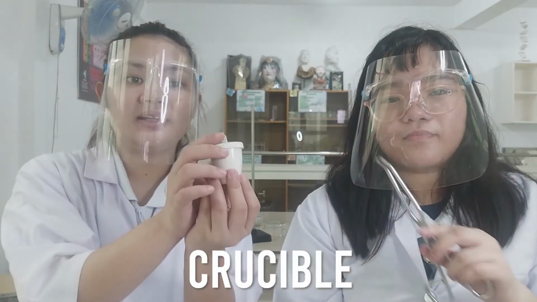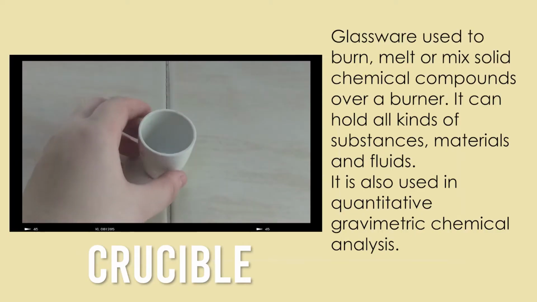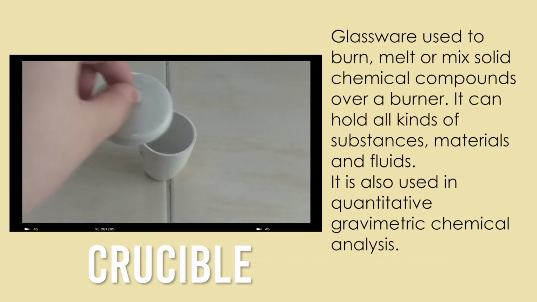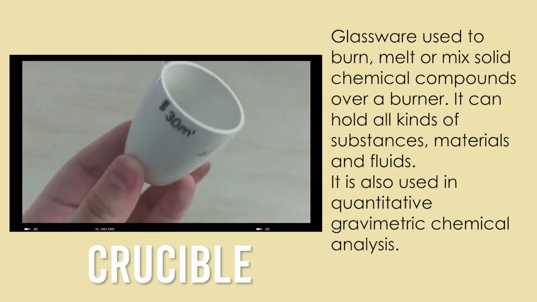Now that we've talked about the crucible holder, let's talk about the crucible itself. It is a type of laboratory glassware used to burn, melt, or mix solid chemical compounds over a burner, and can even hold all kinds of substances, materials, and fluids.